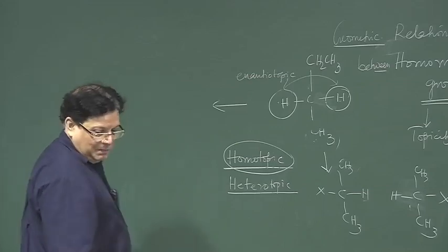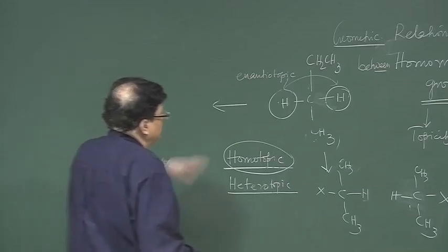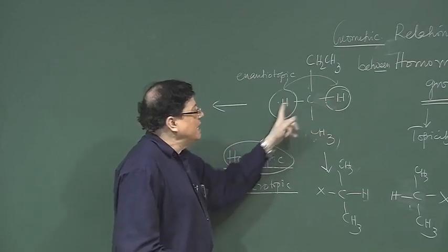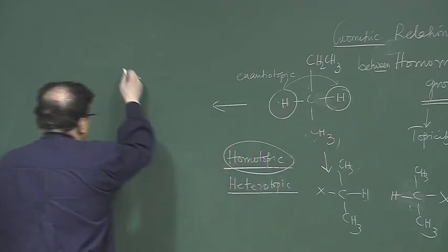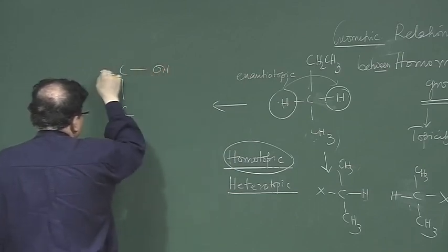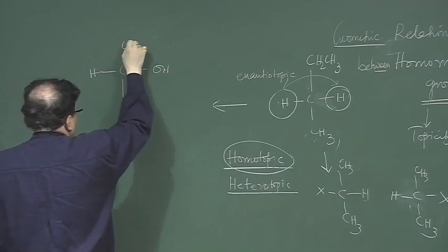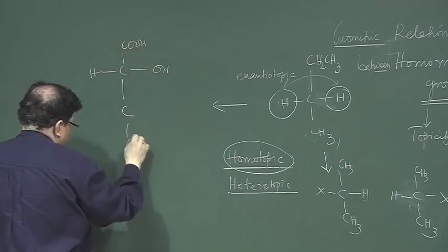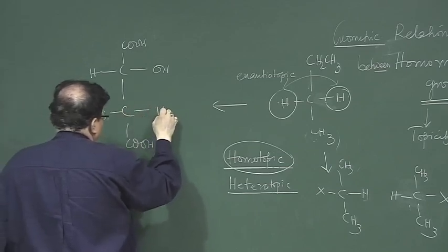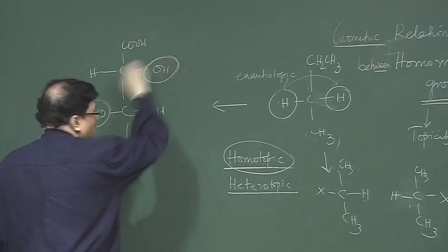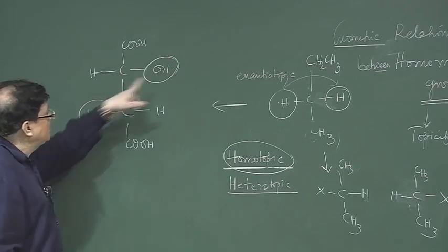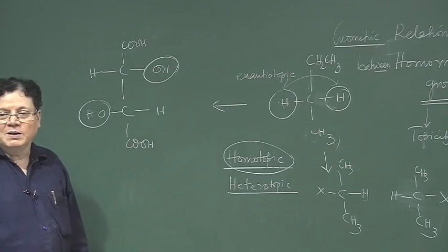And see, it is not necessary always that you consider the ligands attached to the same carbon. You can also do it for different carbons. Suppose I ask, what is the relationship between these two hydroxy groups? They are homomorphic ligands because they are both OH, constitutionally they are the same. So, what is the relationship between these two OHs? How do you do it?